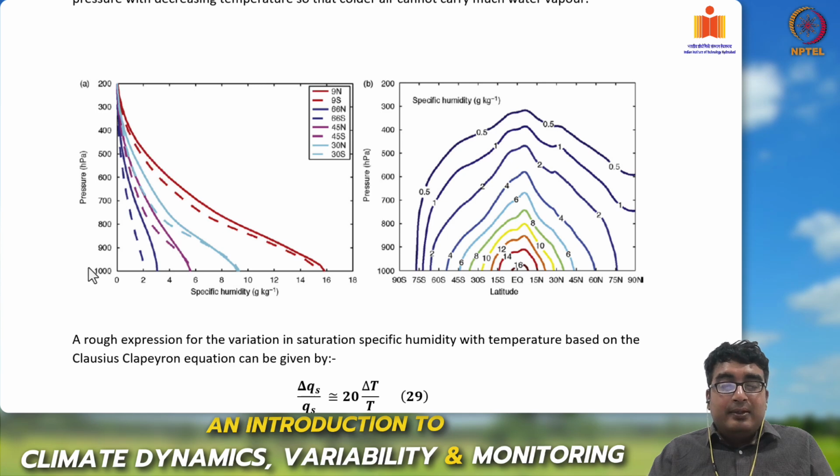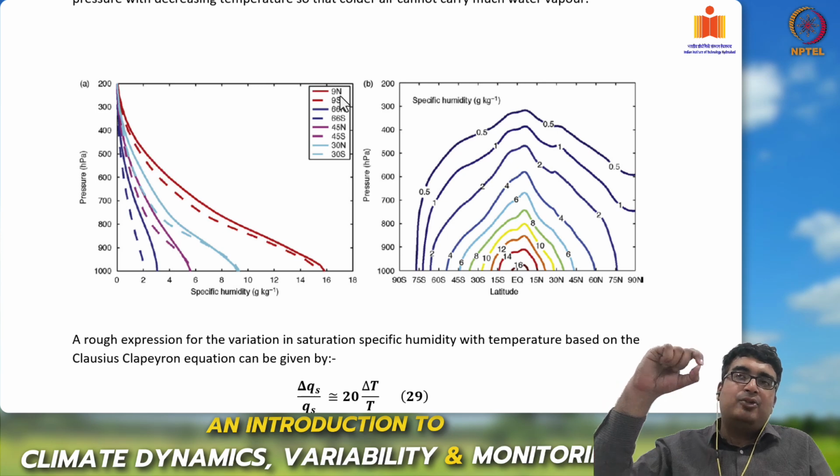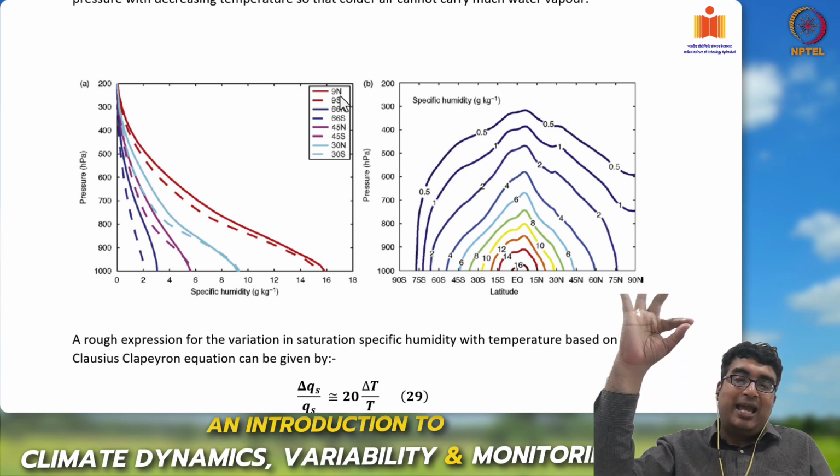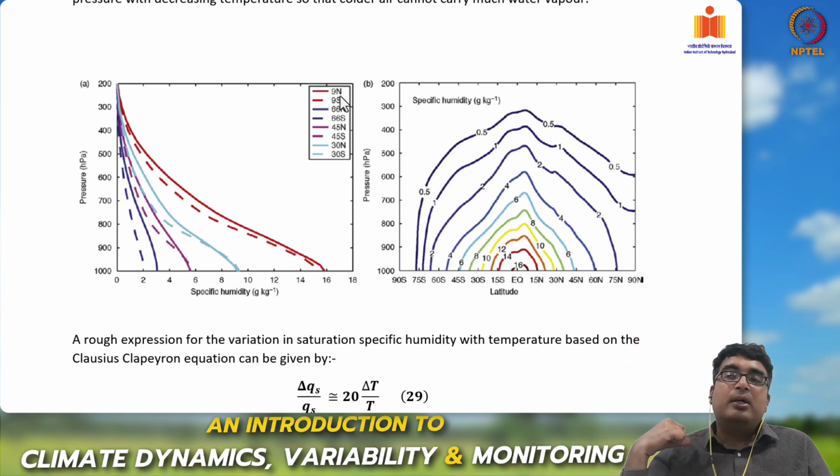So this is the pressure in hectopascals, and this is the specific humidity in grams per kg. So this is sea level, this is 200 hectopascals, so high up in the troposphere. This is 9 degree north latitude and 9 degree south latitude, so within the tropical belt. So if you look at the latitude, the equator is 0 degrees, then 9 degree north and 9 degree south, so close to the equator. Close to the equator, near the sea level, the specific humidity is around 16 grams per kg.